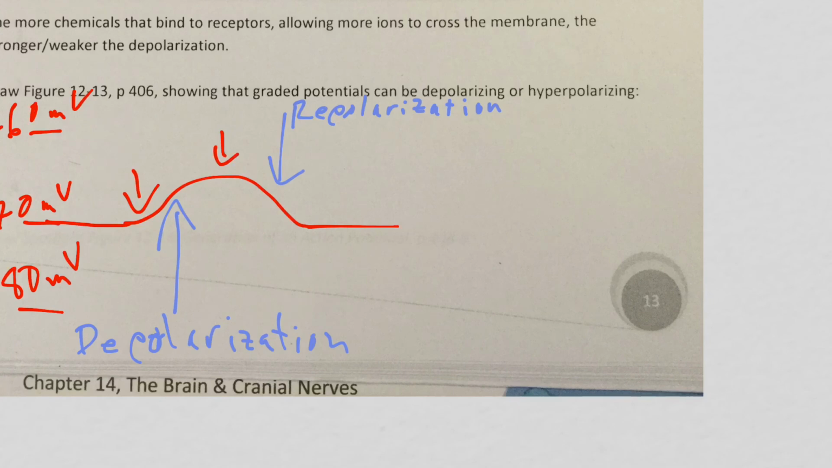Let's say instead of binding to a sodium ion channel, in this case, let's bind to a potassium ion channel, K plus. When you open a potassium ion channel, the positive ions rush out of the cell. And since the cell is already negative on the inside, when it loses these positive ions, it becomes more negative.